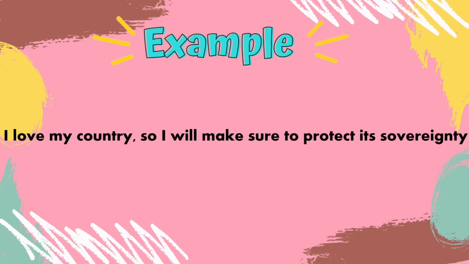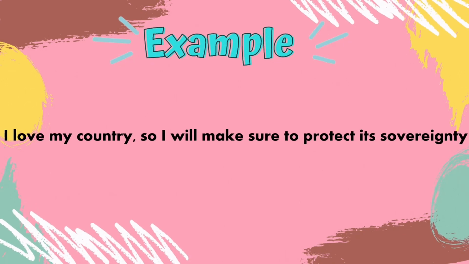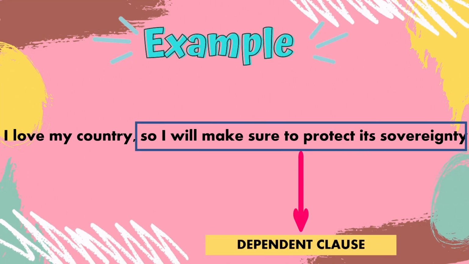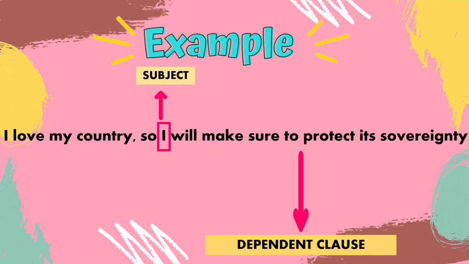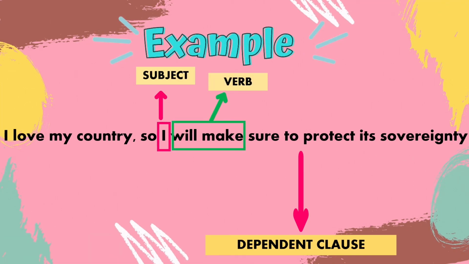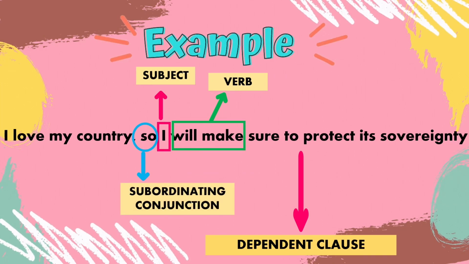On the example that we had a while ago, I love my country, so I will make sure to protect its sovereignty. The second part, so I will make sure to protect its sovereignty, is considered a dependent clause. It has a subject, which is I, and the verb, which is will make. However, it begins with a subordinating conjunction, so, and has no complete thought.